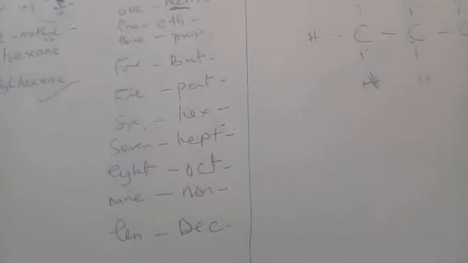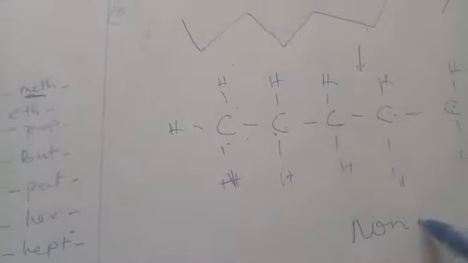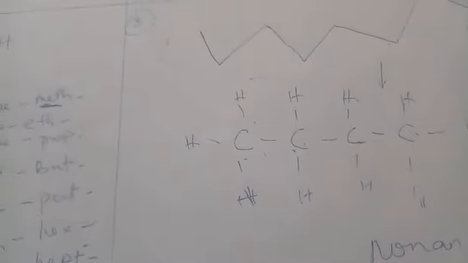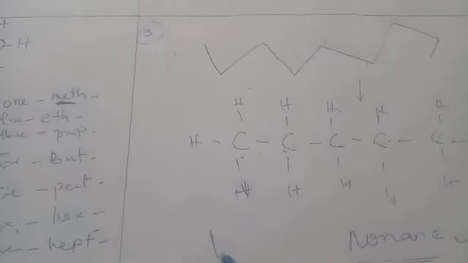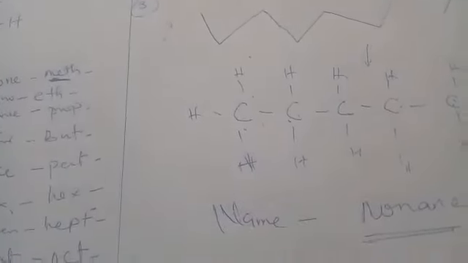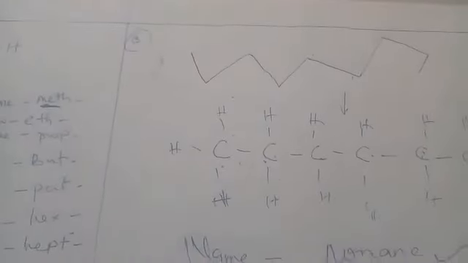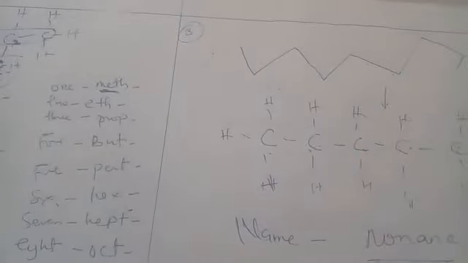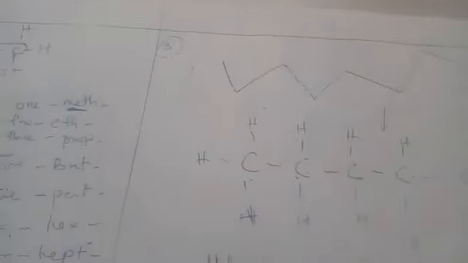When you have 9 carbons, what's it called? Nonane. So this is simply nonane. Very good. It's as easy as that. Okay. Nonane, because our longest chain is 1, 2, 3, 4, 5, 6, 7, 8, 9, and because we don't have a substituent, this is just nonane.